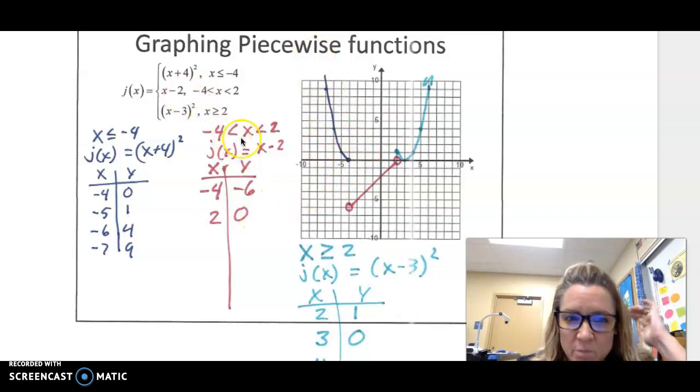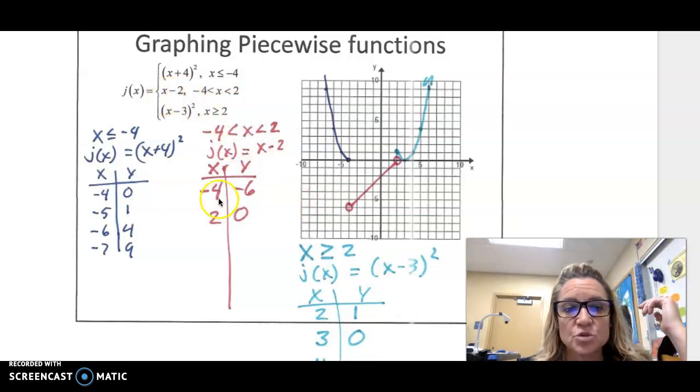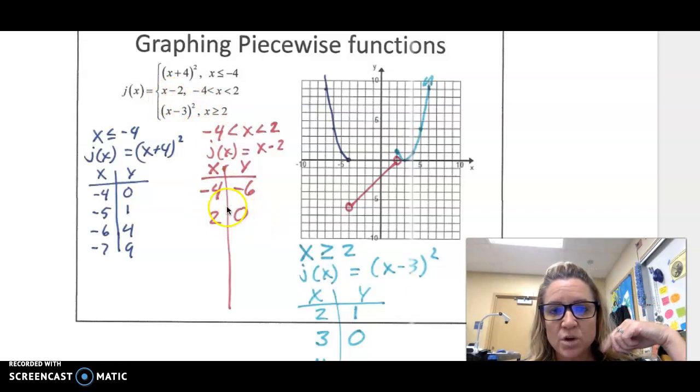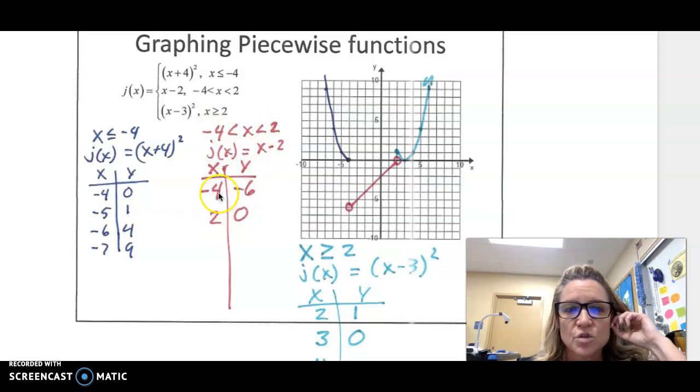All right. Between -4 and 2, it's x minus 2, which should be linear, right? So if we just graph 2 points, we can make a line. So I just picked the endpoints -4 and +2. If we plug in -4, -4 minus 2 is -6. And we plug in 2, 2 minus 2 is 0. So from here to here, just draw that line. And we don't have the equal parts. So this point and this point should be open.